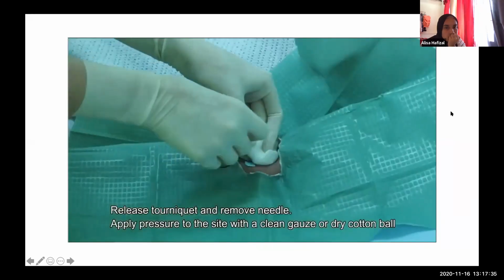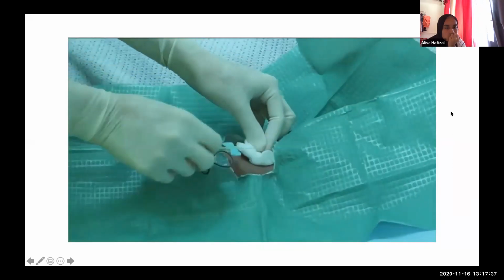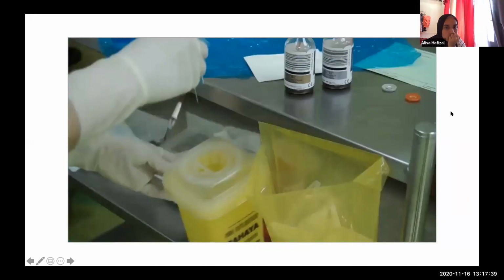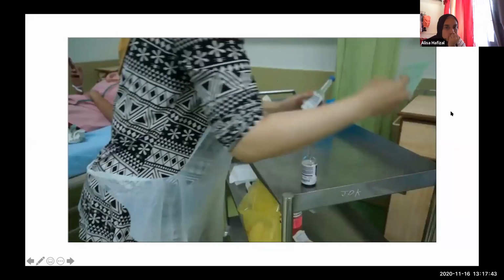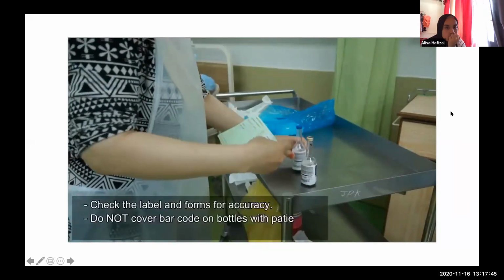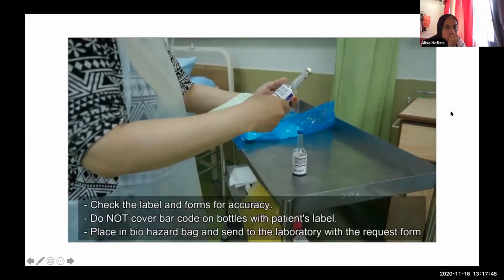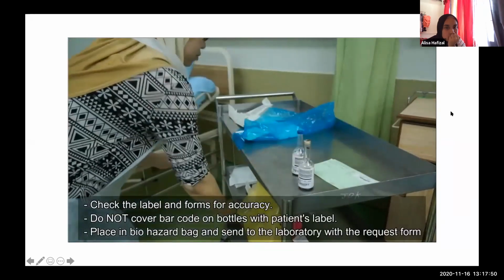Once completed, release the tourniquet and activate the safety device on the needle. Use the gauze to apply pressure to the puncture site, and apply hyperfix. Dispose of all sharps into the sharps container and clear away all material. Remove gloves and wash hands.